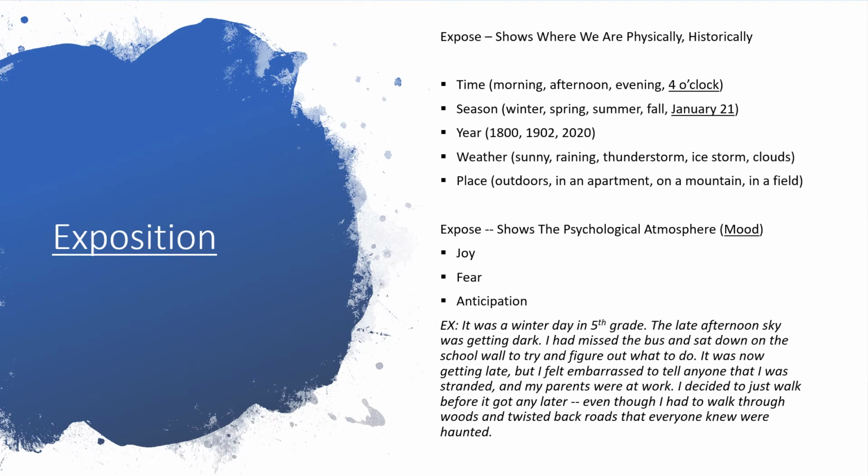The first plot element is known as exposition. We can see the word expose in the term exposition, and that's just what this part of the story is trying to do. The writer exposes where we are physically, historically, and psychologically. This is commonly referred to as the setting of the story. The time, season, year, weather, and physical location are all revealed in this part of the story. Any historical event that we need to know is also revealed.